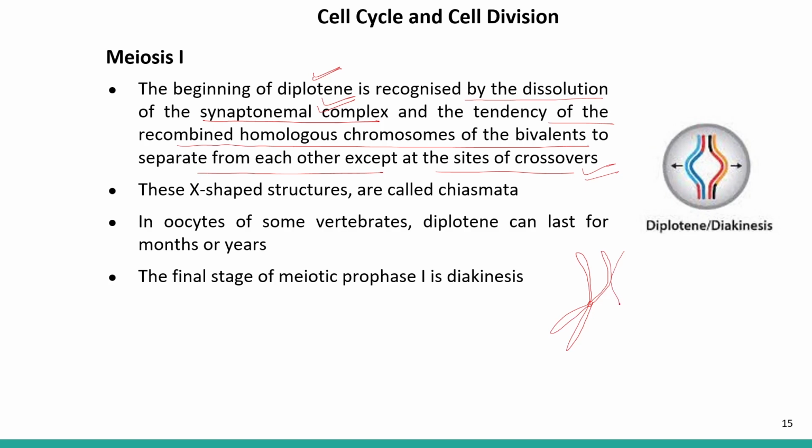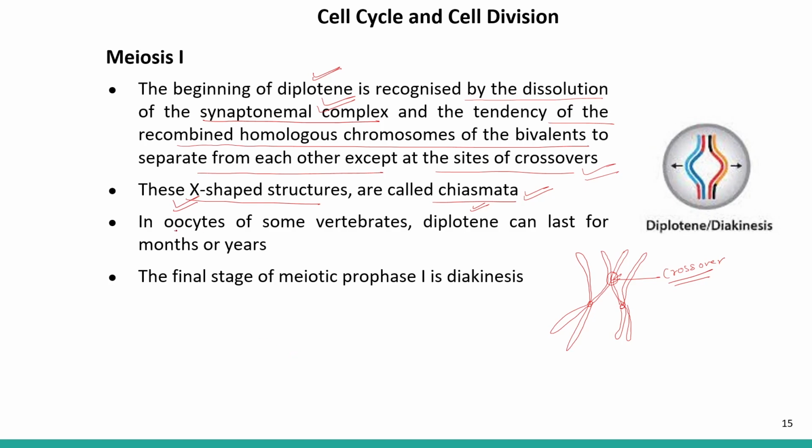So they are still attached at the crossover site. This is the particular part where the crossover has taken place, right? At this particular point, they are still attached. This X-shaped structure is called chiasmata. Very, very important, right? Chiasmata is the site at which we can see that X-shaped structure, and this shows that at this particular site the crossing over has taken place.